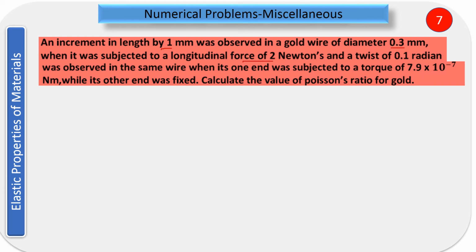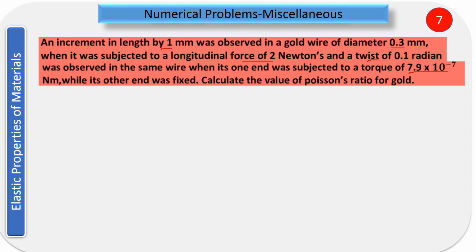And the same wire is going to be twisted, with a twist of 0.1 radian. So if you twist this by theta of 0.1 radian, it was observed in the same wire when one end was subjected to a torque. So one end of this you are going to twist with a torque of 7.9 into 10 to the power minus 7 newton meter, and then it is getting twisted by 0.1 radian. Calculate the value of the Poisson's ratio for gold.